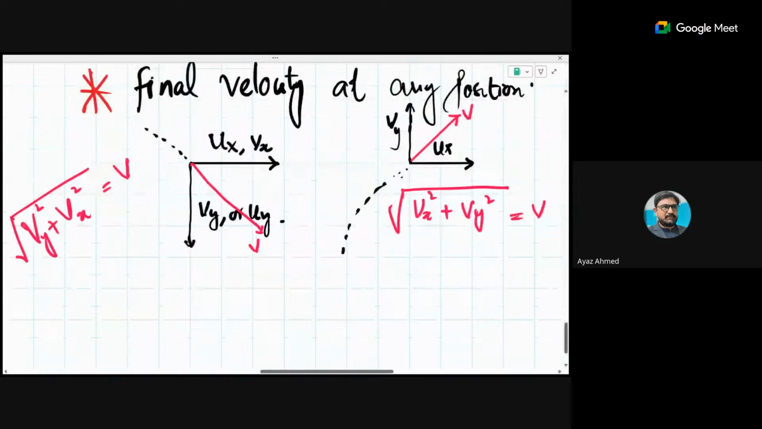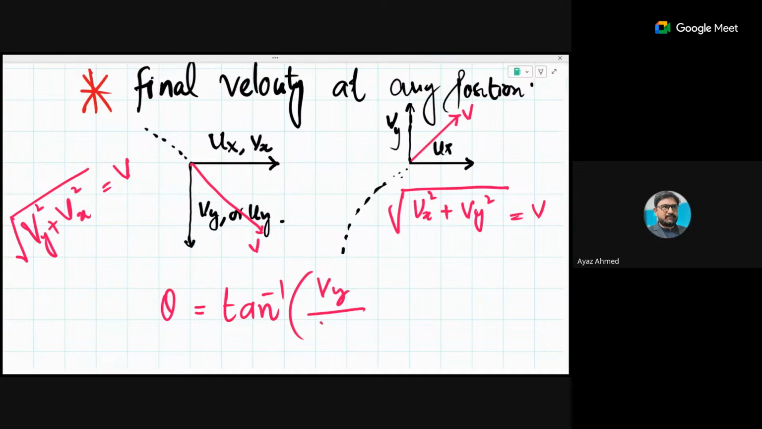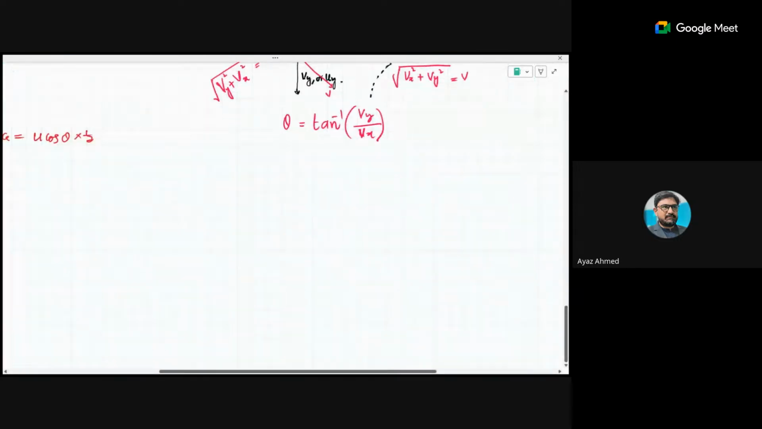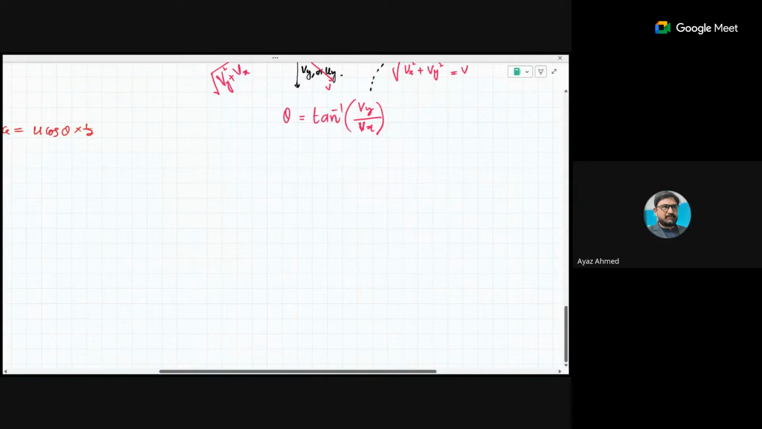In the same way, you can be asked about the angle theta. So theta is nothing but the tan inverse of vy over ux or vx. Simple. Whatever the velocity you have at any time, you can take the vertical component divided by the horizontal component, and that is tan theta. So this is how you can use it for your information and knowledge to solve projectile questions.